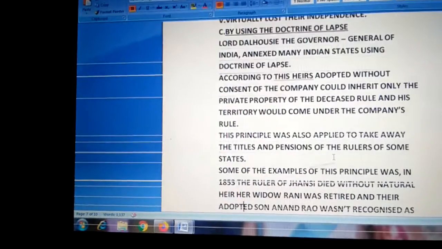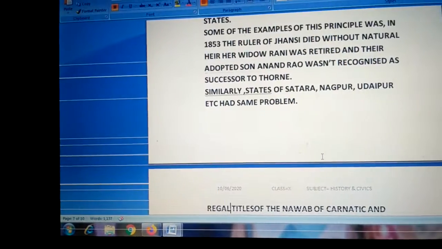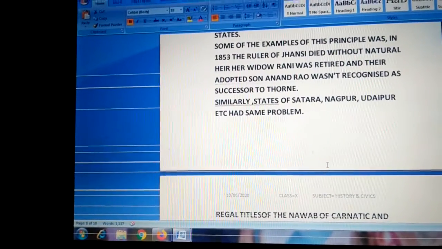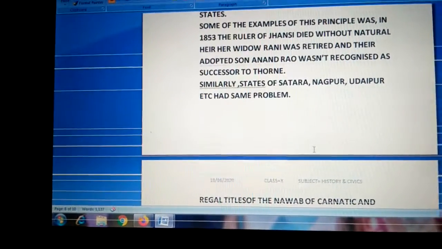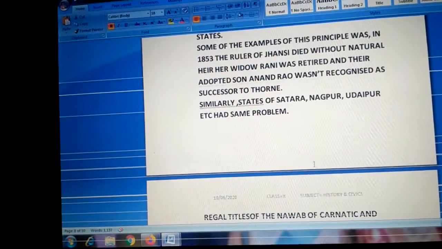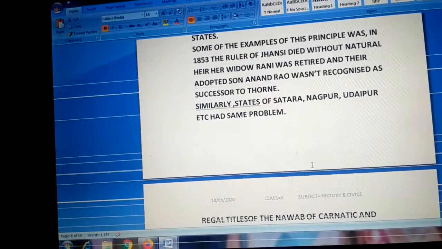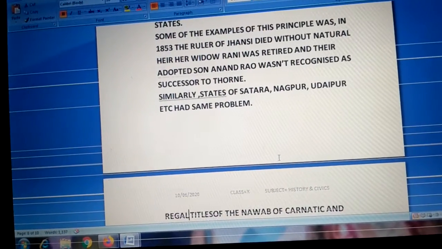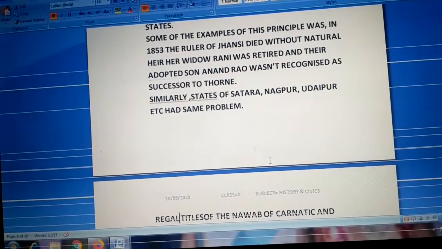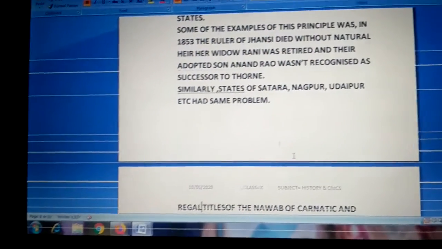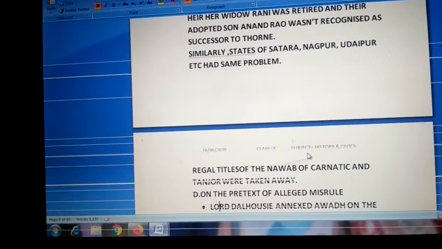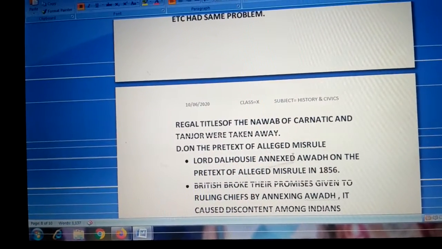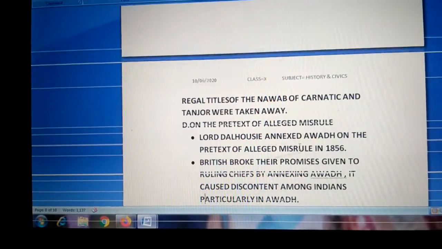An example of the principle: in 1853 the ruler of Jhansi died without a natural heir. Her widow, the Rani, was retired, and their adopted son Anand Rao wasn't recognized as the successor to the throne. Similarly, the states of Satara, Nagpur, Udaipur, etc. had the same problem. And the regal titles of the Nawab of Carnatic and Tanjore were taken away.